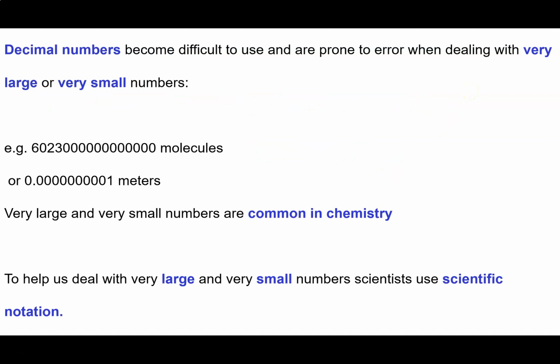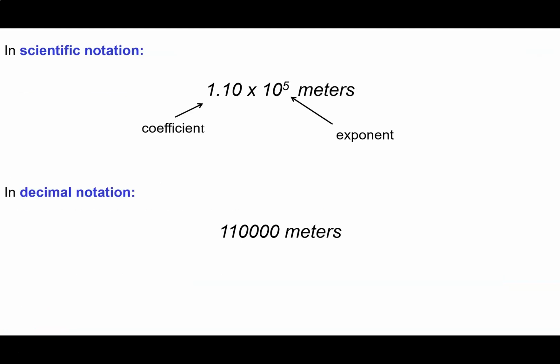So, decimal numbers become difficult to use and are prone to error when we're dealing with very big and very small numbers. And these kinds of numbers are pretty common in chemistry. So, to help us kind of get around some of these issues, we're going to learn to use a type of notation called scientific notation.